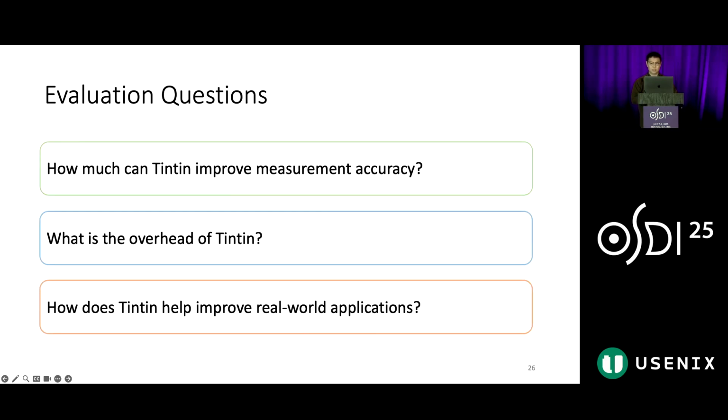There are three key questions we want to answer in our evaluation. That is, first, how much can Tintin improve measurement accuracy? Second, what is the overhead of Tintin? Third, how does Tintin help improve real-world applications?